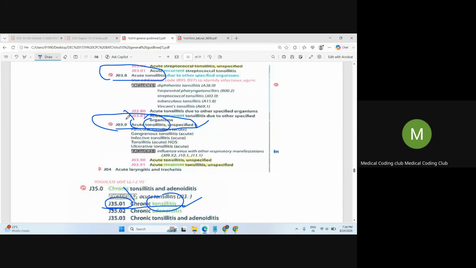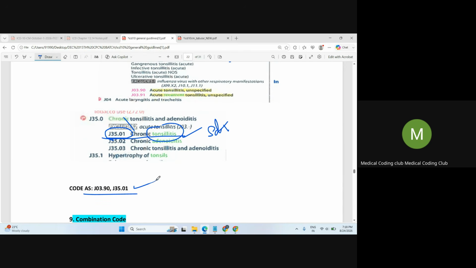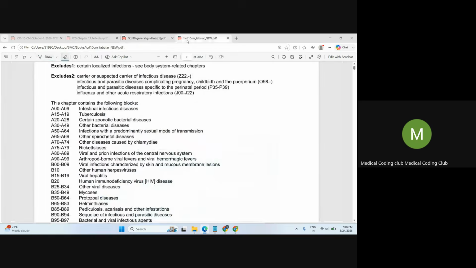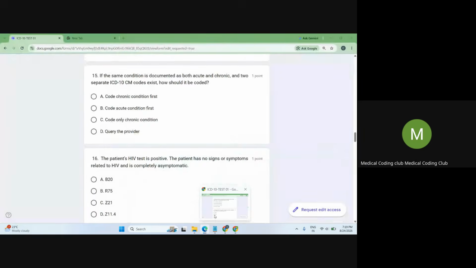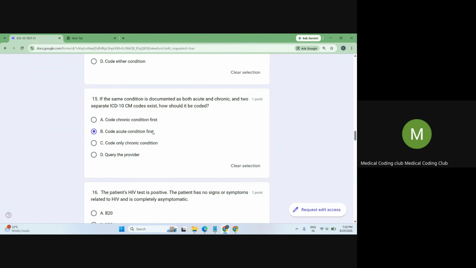So here, J03.9 acute tonsillitis is what we have. This will be coded as PDX and chronic tonsillitis will be coded as the secondary diagnosis. This is the sequencing rule whenever you have the same medical condition with the information being acute and chronic. Okay, understood? So the answer should be, which one should be sequenced first? Acute condition first. B. Code the acute condition first. This is also important.